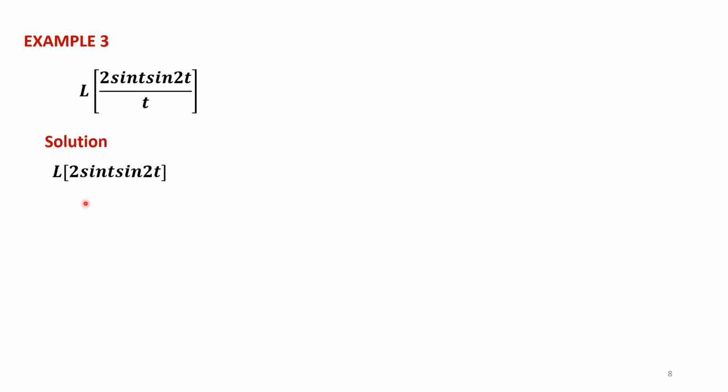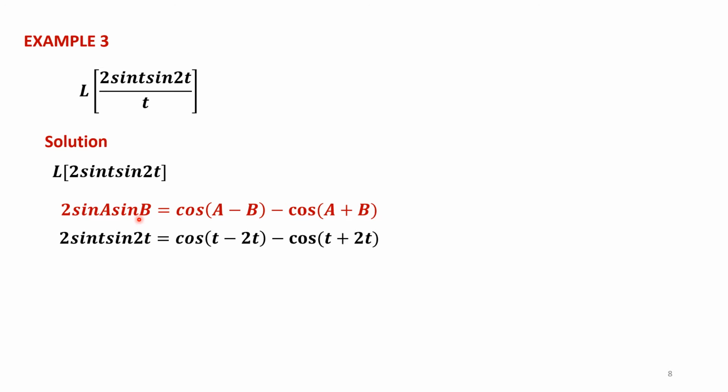Now, since in the numerator we are having a product of two trigonometric functions, we cannot take L inside directly. So we have to use trigonometric formulas and reduce this to a sum or difference of two terms. Using the formula, because we are having sin t sin 2t, writing this as 2 sin A sin B, we know by trigonometric formulas that 2 sin A sin B is cos A minus B minus cos A plus B.